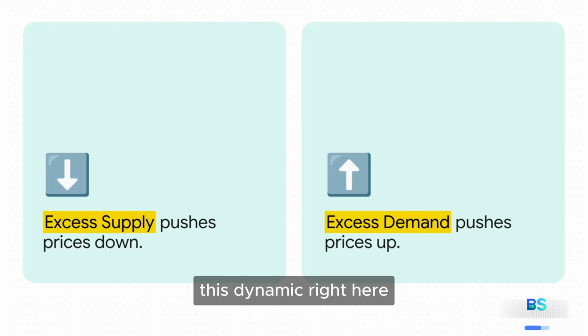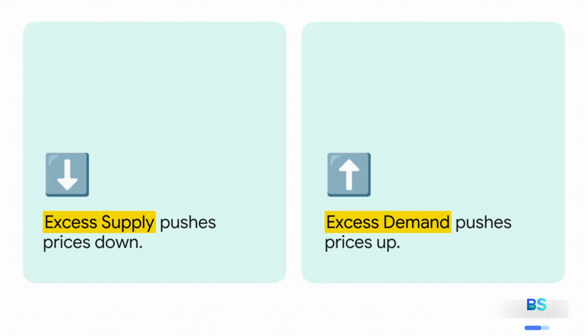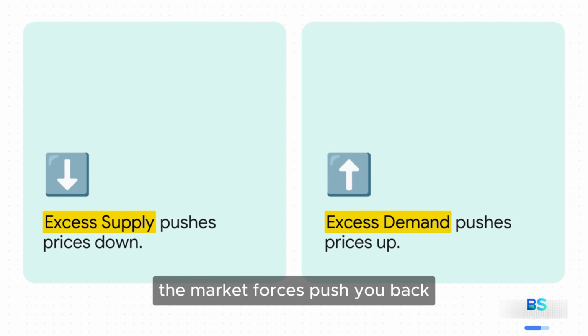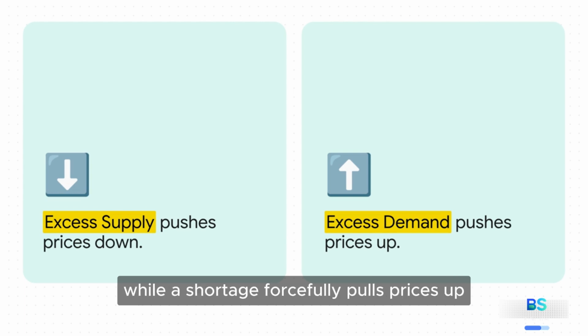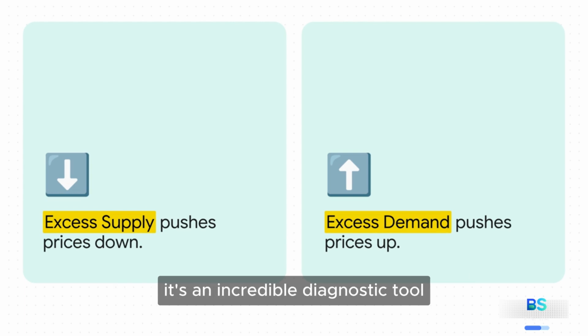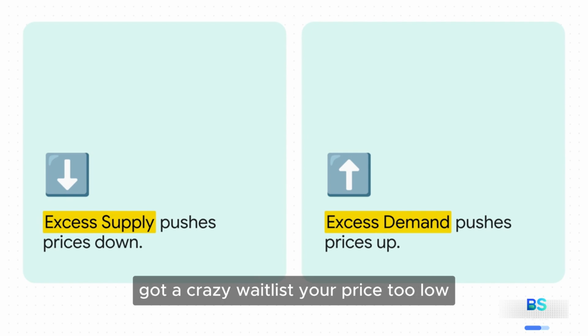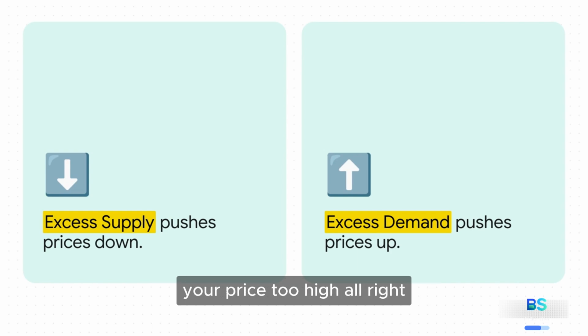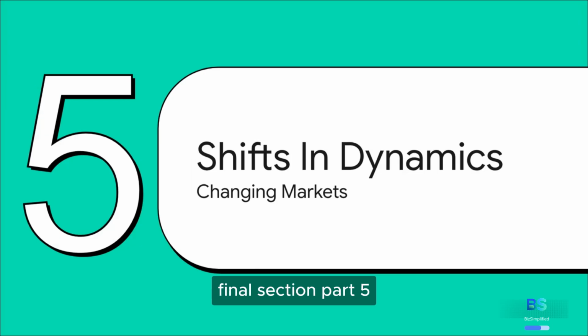This dynamic right here is the golden rule of free markets. Anytime you drift out of balance, the market forces push you back. A surplus naturally forces prices down, while a shortage forcefully pulls prices up until balance is totally restored. It's an incredible diagnostic tool. Got a crazy wait list? Your price is too low. Warehouse bursting at the seams? Your price is too high.